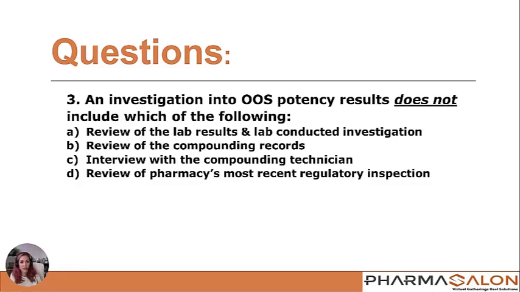All right, question 3. An investigation into out-of-specification potency results does not include which of the following? Review of the lab results and lab-conducted investigation, review of the compounding records, interview with a compounding technician, review of pharmacy's most recent regulatory inspection.